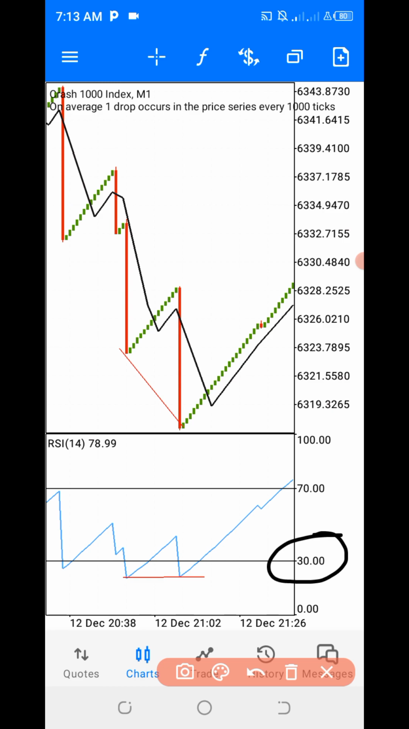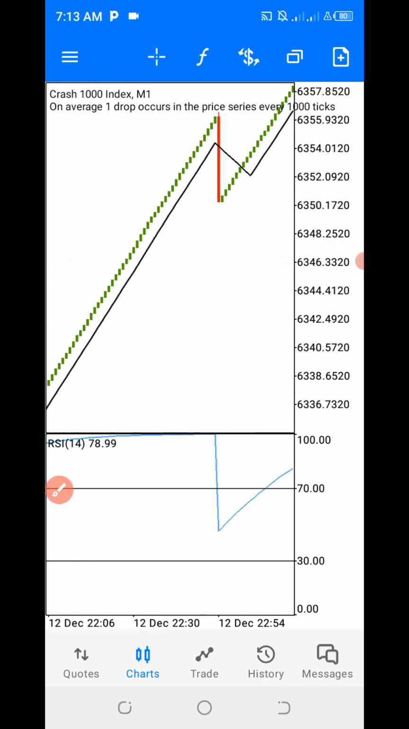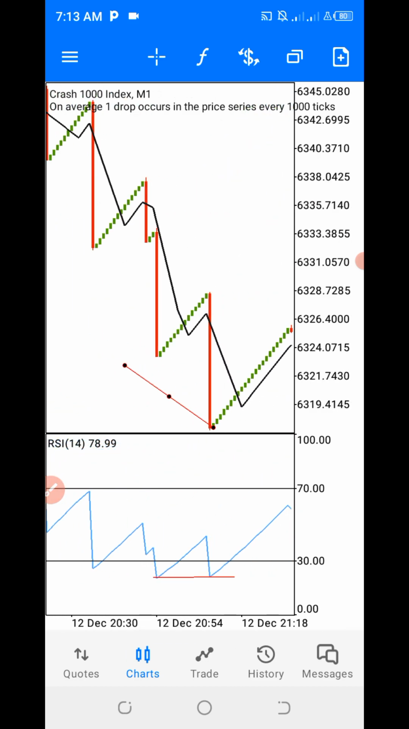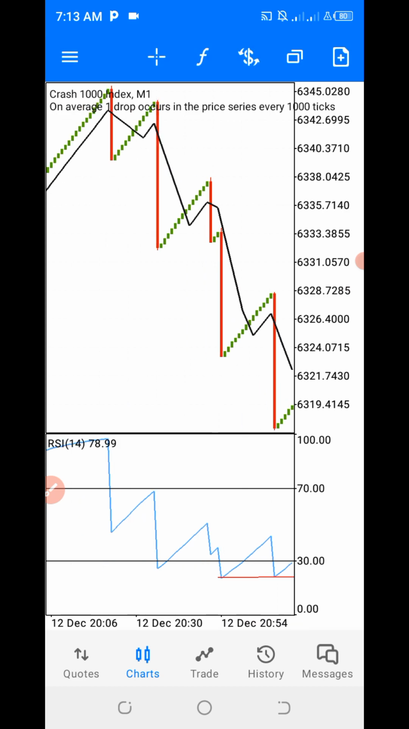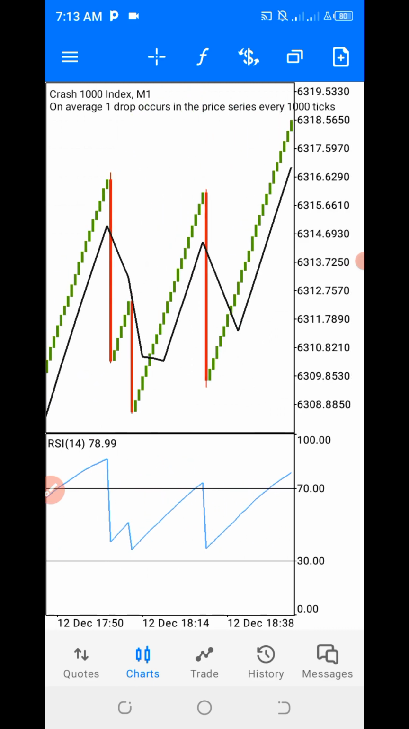So this gives us the confirmation, and your entry is going to be from here. You take your 10 to 20 candles depending on your risk management, and your stop loss is going to be below this swing low. You can actually see how it plays out. You can even take more than that, but don't forget your risk management is very important.